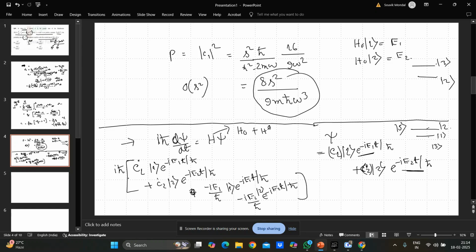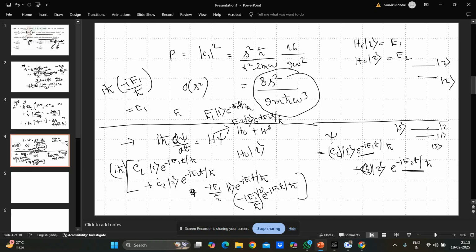Now look at one thing carefully. If you multiply iħ with minus iE1/ħ, what will it give? It will give simply E1. And similarly, if you multiply iħ with minus iE2/ħ, it will simply give you E2. So combining this factor with these two terms will give you E1 C1|1⟩ e to the power minus iE1t/ħ and E2 C2|2⟩ e to the power minus iE2t/ħ, right? And what does H0 give you? H0 again gives you the same thing.